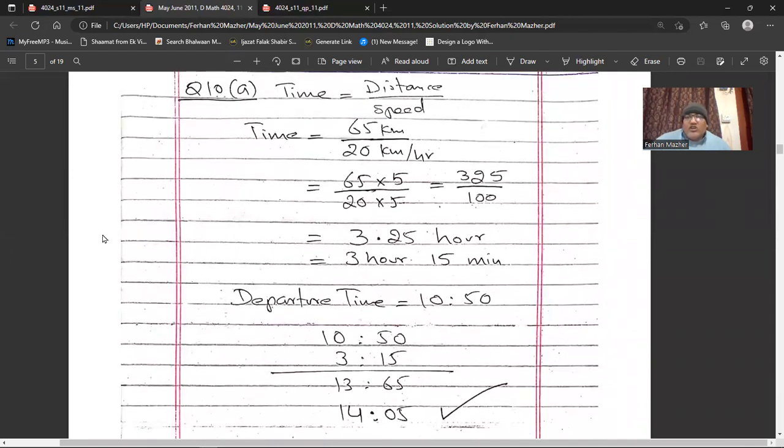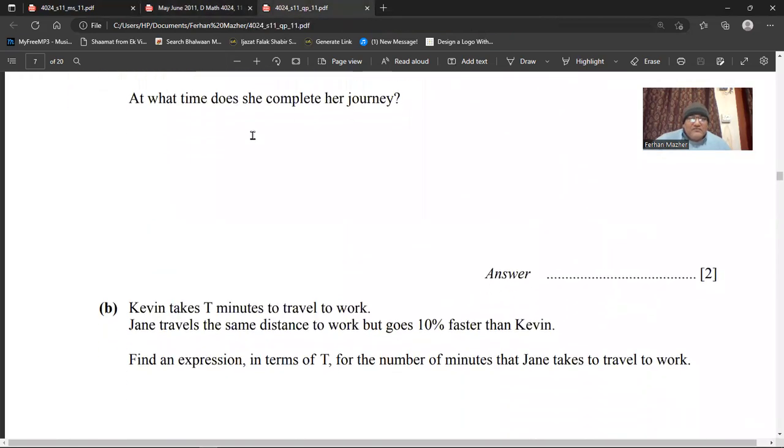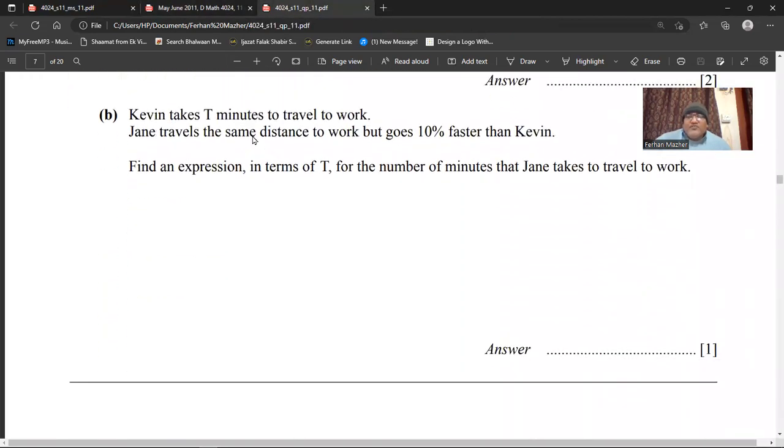So now you can see question number 10A part. The whole question is showing up on your screen. I hope you understand. Question number 10 is B part.